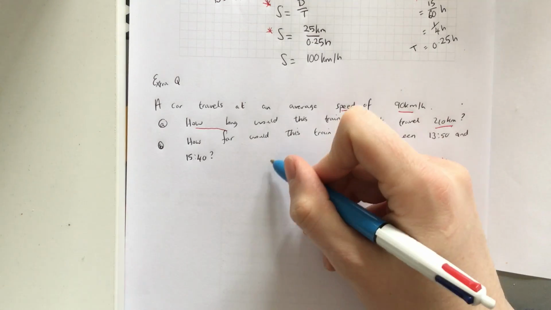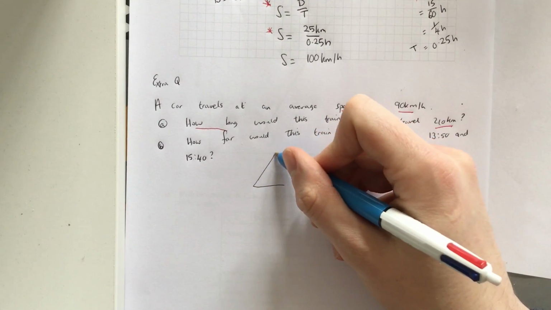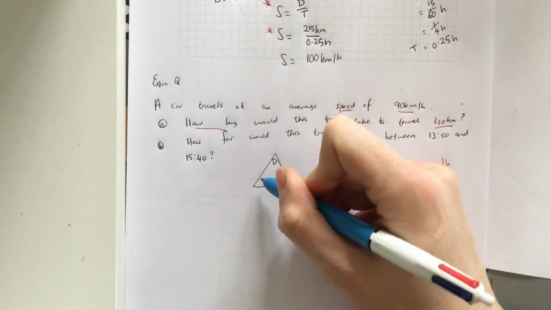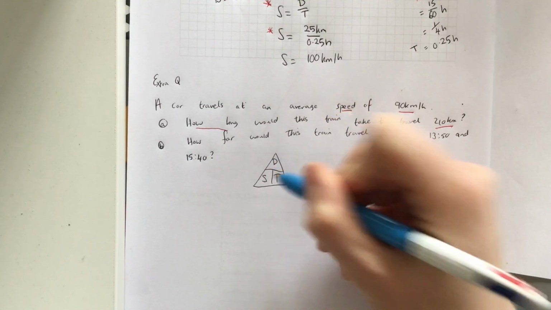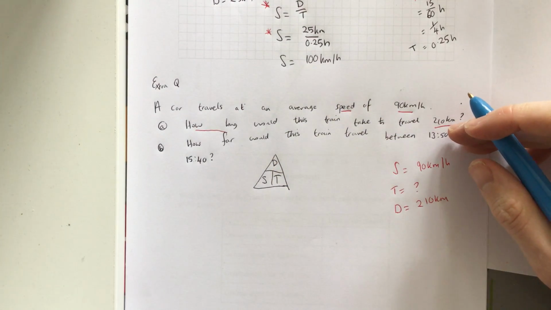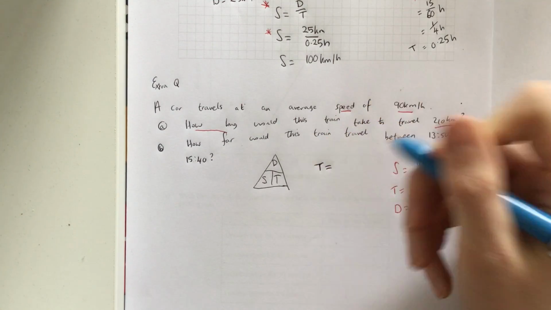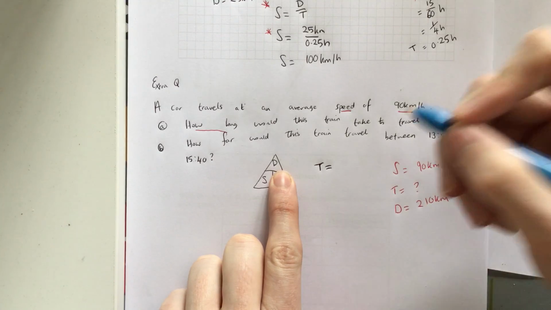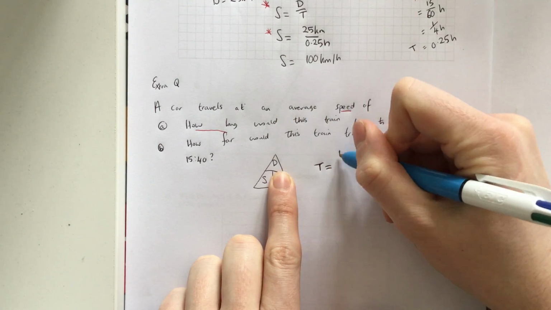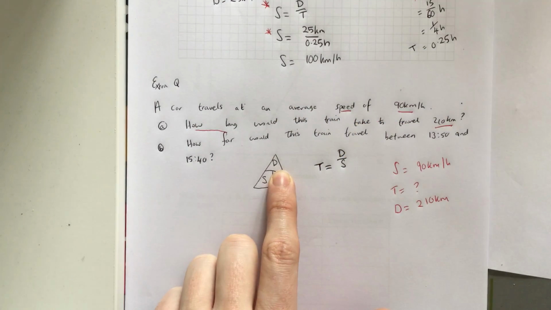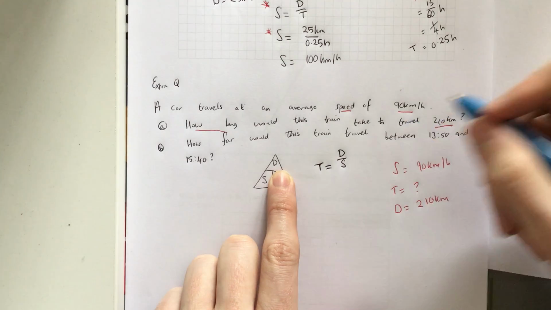Now this is where your triangle comes in handy. Remember Dad's silly triangle. I don't know the time, I want to work out time. If we cover up the t there, we get d over s, and that would be how I work out what time is.